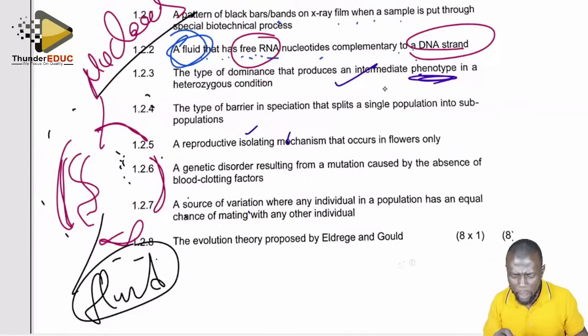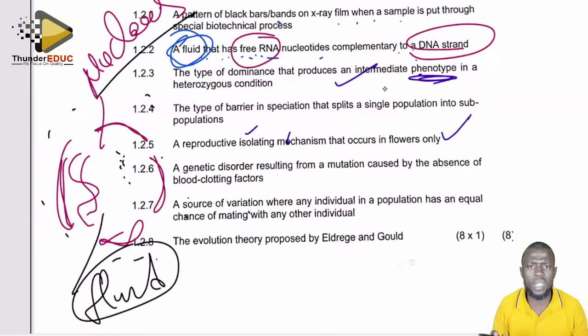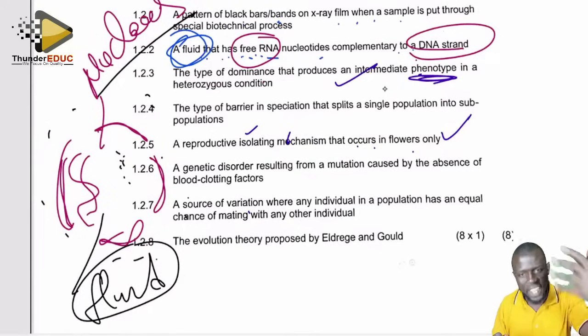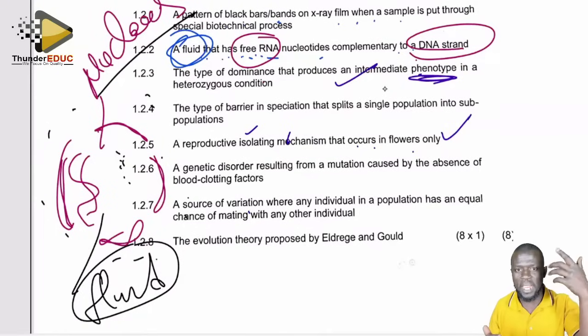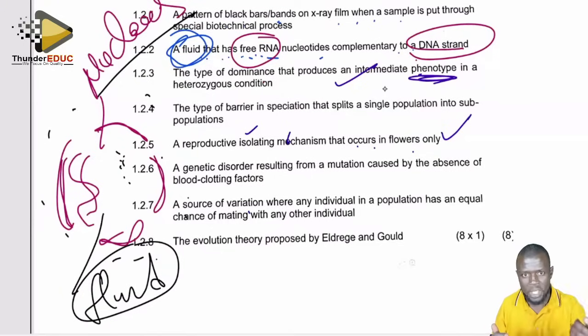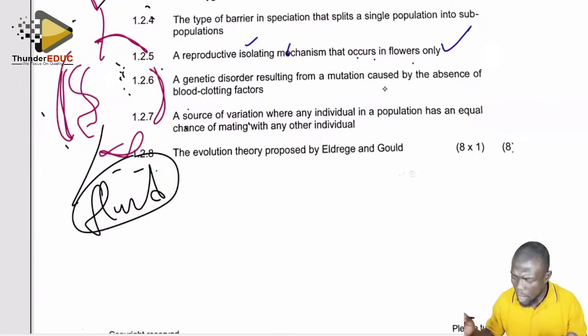Correct. A reproductive isolation mechanism that occurs in flowers only. Obviously, flowers carry out pollination. So you are adapted to different pollinating agents. Yes, that is the word I wanted to modify: pollinating, you are having a different pollinating agent. For example, the insects, you are specific to a specific insect with a specific shape of the beak. So we call it pollinating at different seasons of the year. So that is it. Then we go to the next question.